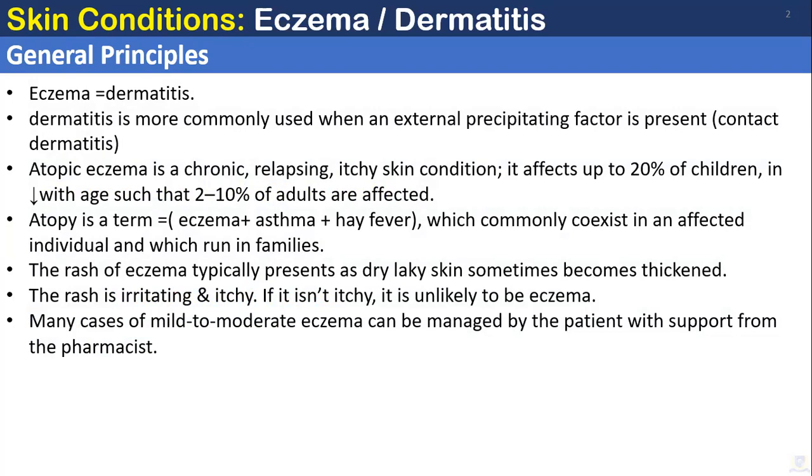Atopic means there are at least three allergic conditions, like asthma, hay fever, and atopic eczema, that coexist at the same time. Atopic is the term that represents at least three allergic conditions at the same time: eczema, asthma, and hay fever. It is a chronic and relapsing disease and runs in families.